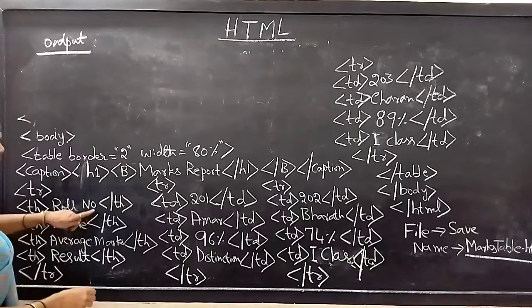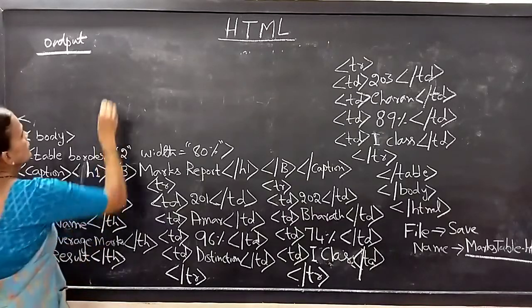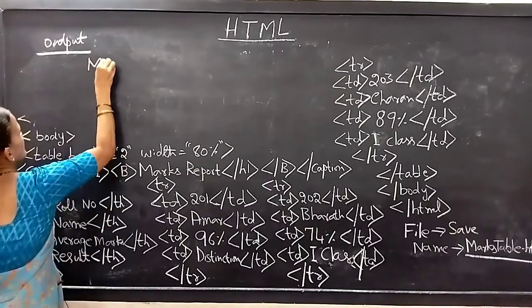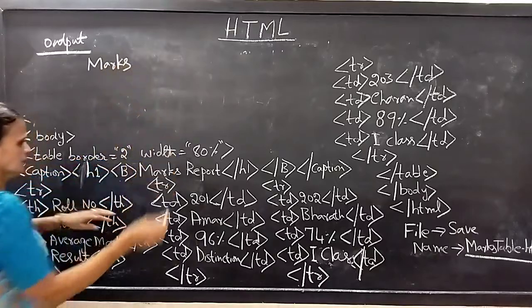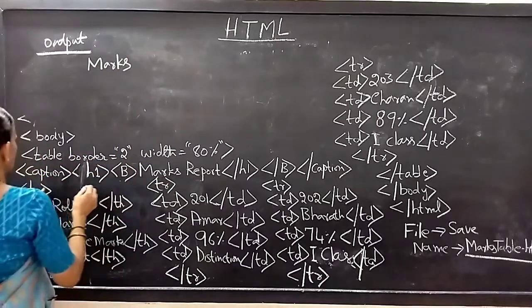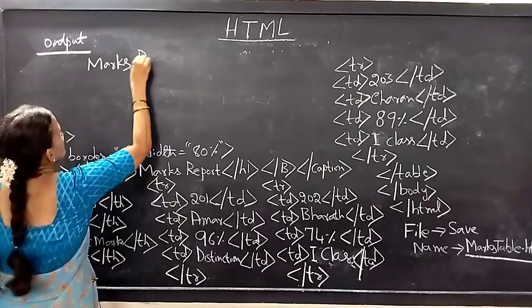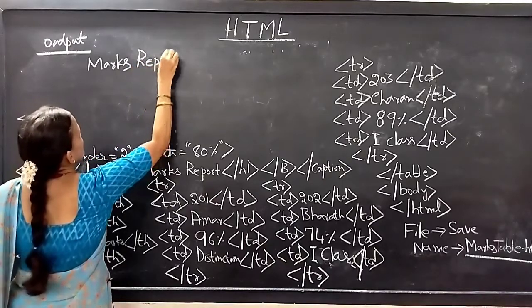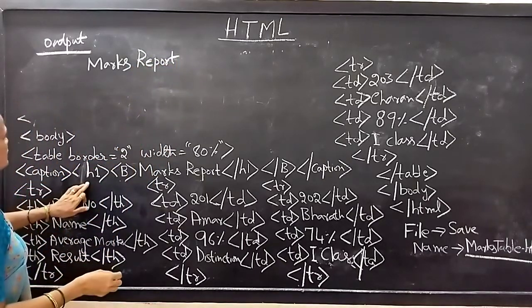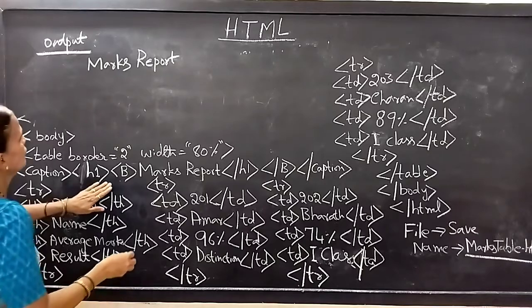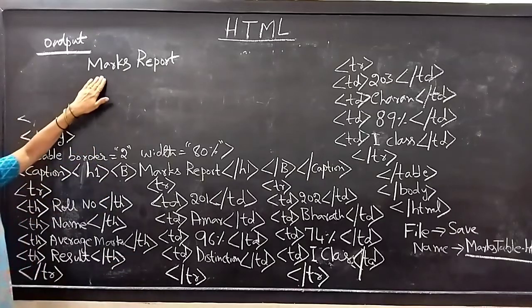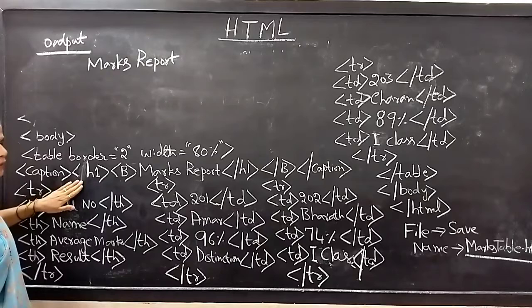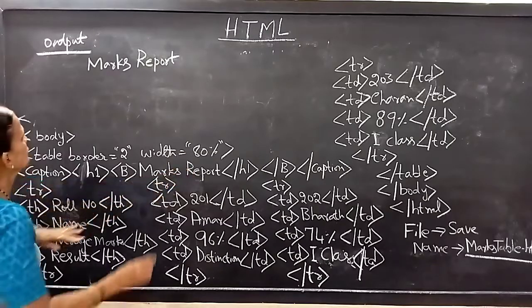See, we wrote the heading as marks report. The caption means the heading of the table. So marks report, and we have written it in H1 size, big size and bold. If you want to underline it, you can add U here and close that U.